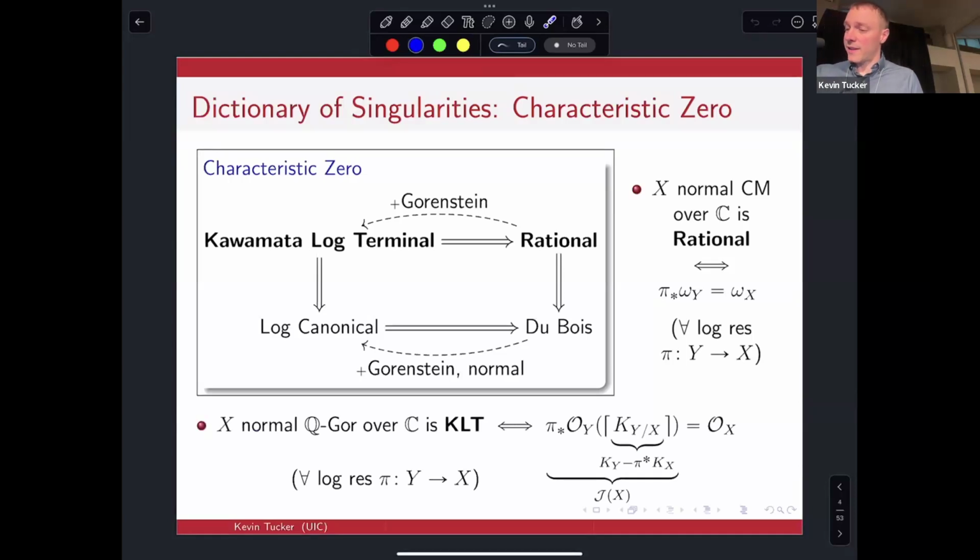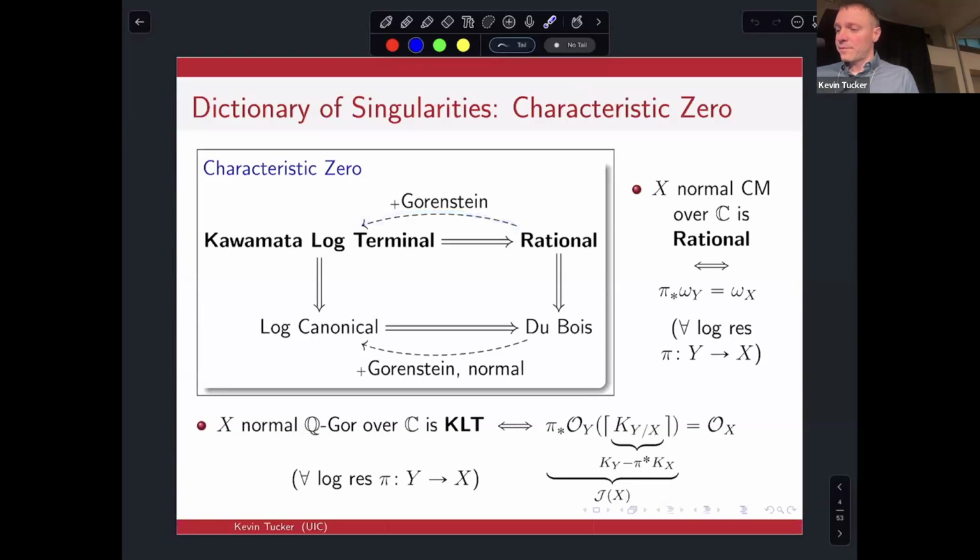KLT singularities asks that the pushforward, instead of the canonical, you would take the relative canonical, this K_{Y/X} down here, which is the canonical upstairs minus the pullback of the canonical downstairs, and asks that the pushforward always gives you back the structure sheaf. When omega_X is a line bundle, i.e. K_X is Q-Cartier, i.e. X is Gorenstein, you can actually do this twisting, and KLT and rational are the same. I've indicated that in my implication diagram with this dashed arrow up at the top.